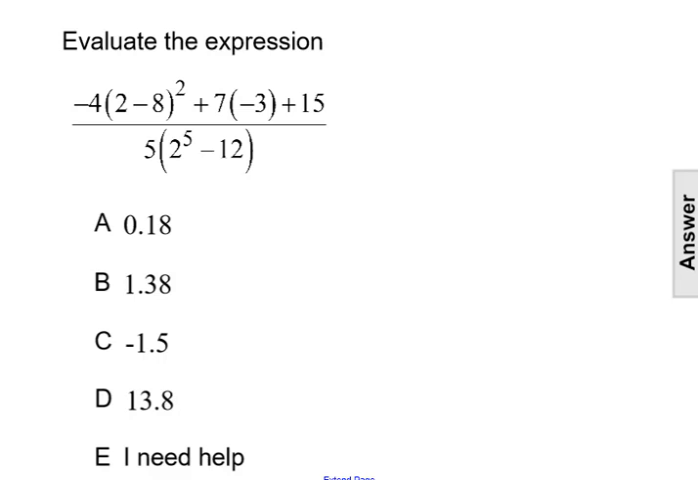Evaluate the expression -4 times the quantity of 2 minus 8 squared plus 7 times -3 plus 15, over 5 times the quantity of 2 to the 5th minus 12.